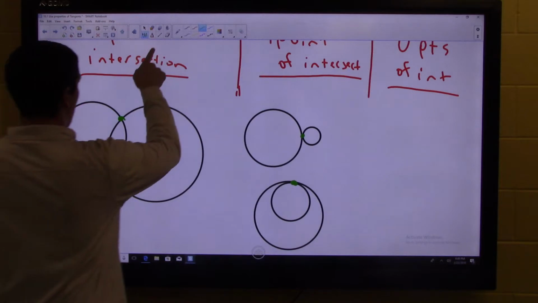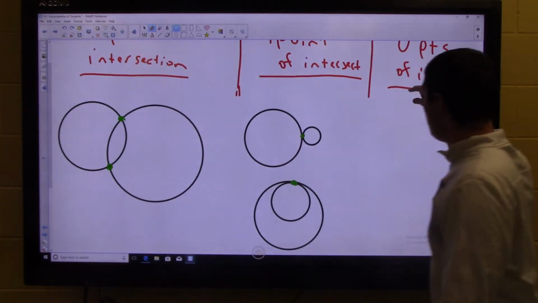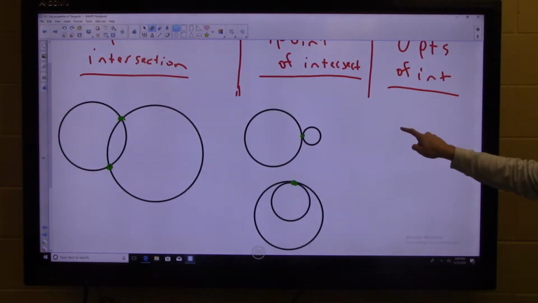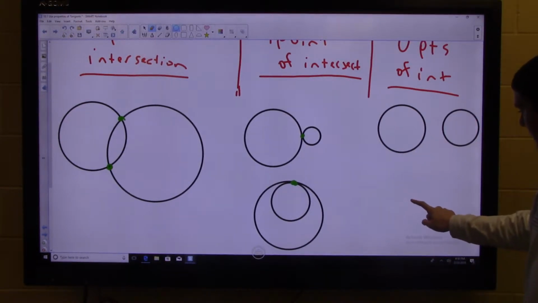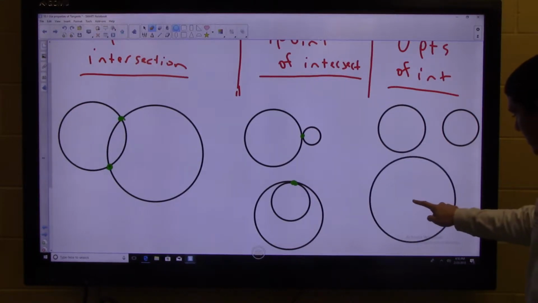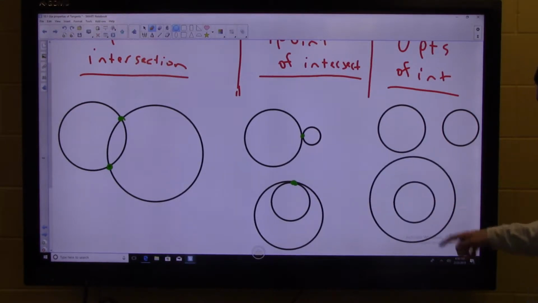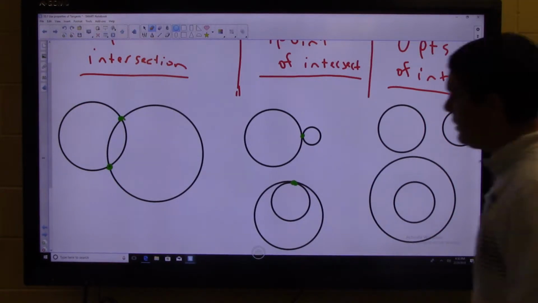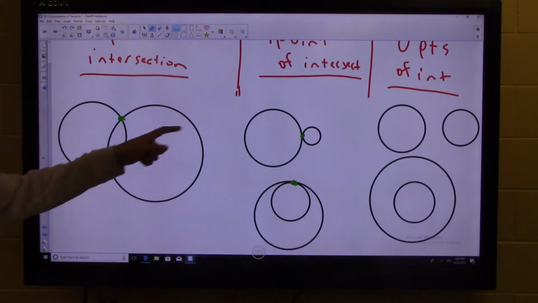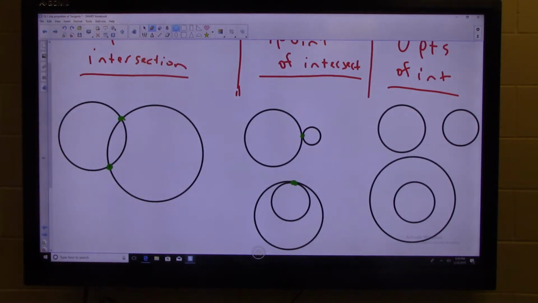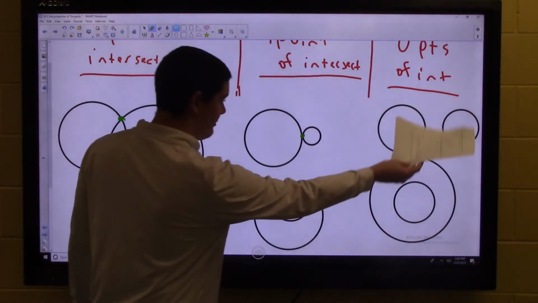And then the last thing, this one's not too hard to draw. 0 points of intersection. Those circles aren't intersecting. And neither are these. Concentric circles like I talked about earlier, circles with the same center, those aren't going to be intersecting either. Hopefully that's clear. Those are the only ways that circles can intersect: 2 points, 1 point, or no point. And this would be non-intersecting at all.